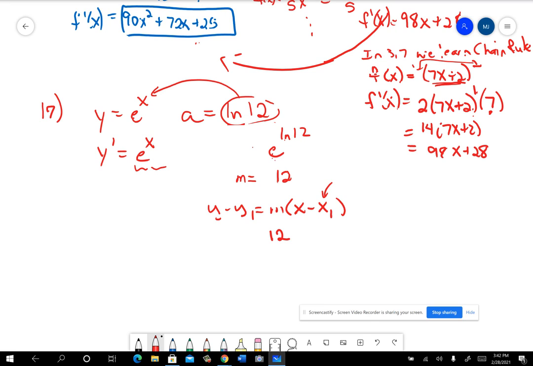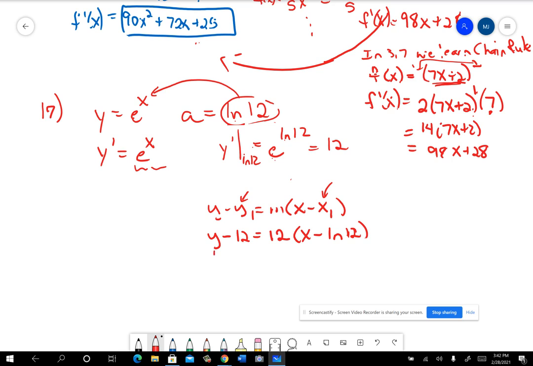So here I'm trying to do y prime evaluated at a particular spot, and I got e to the ln 12, and that equals 12, okay? But then in order to find the y value associated with an x value of ln 12, I'm actually plugging in to y, and I'm evaluating that function at ln 12. It just happens to also be 12, okay?